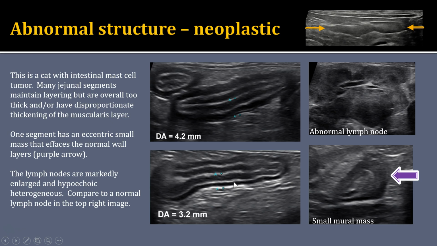This segment down here is not quite as thick, but again, still has disproportionate wall thickening of the muscularis layer, as does this transverse segment up here. So this is more diffuse.